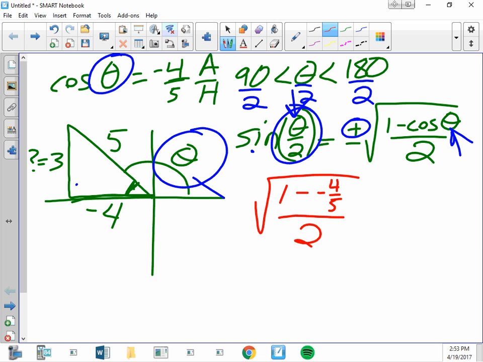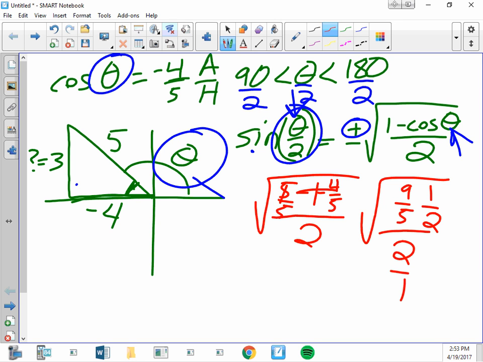What is 1 plus 4/5? 9/5. So 1 plus 4 over 5, this would be 5 over 5 plus 4 over 5. The square root of 9 over 5 over 2. Just flipping times. So it's the square root of 9 over the square root of 10. But the square root of 9 simplifies. 3. 3 over root 10.